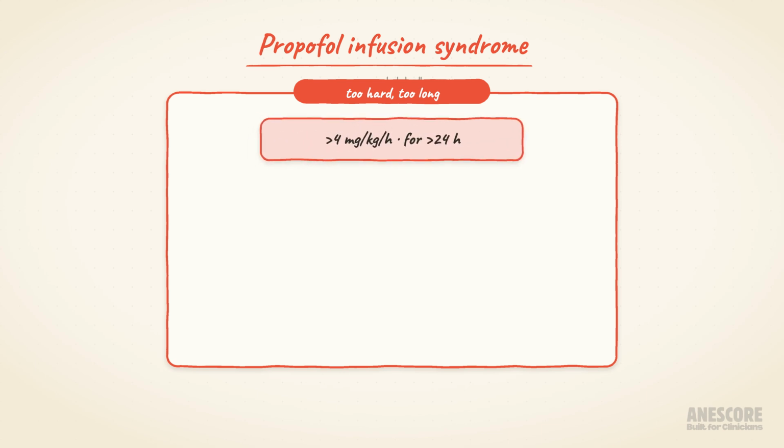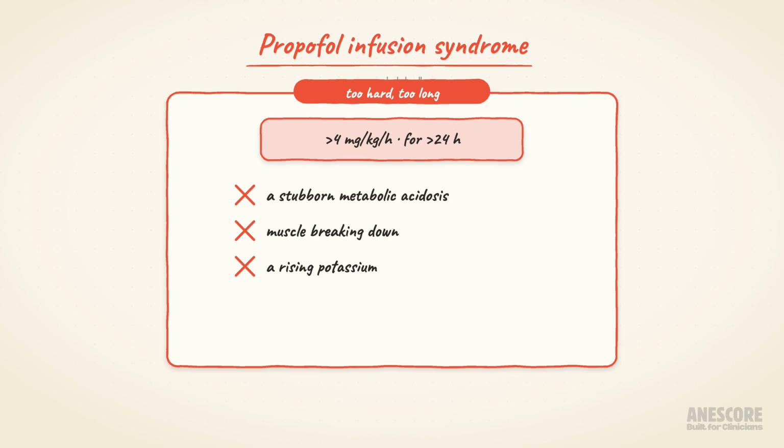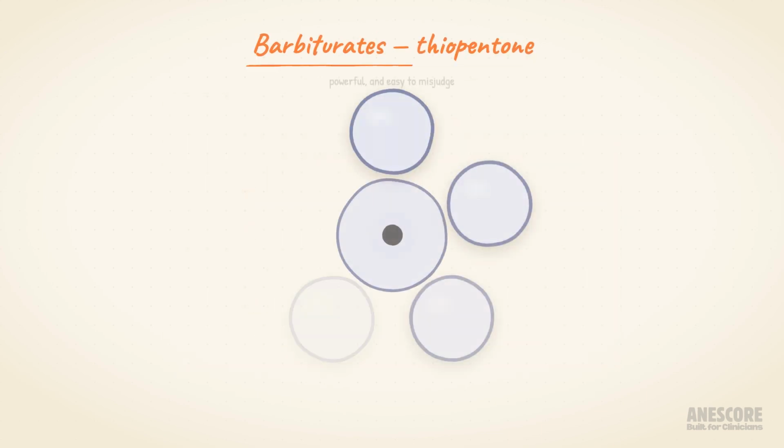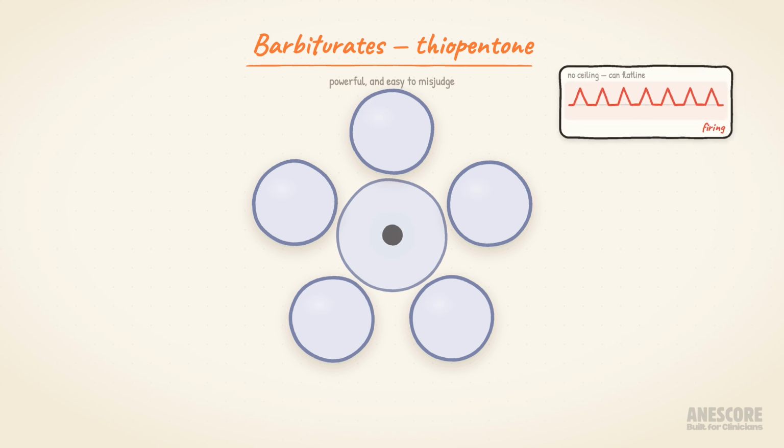Push it hard and long, think more than 4 milligrams per kilo per hour for over a day, and cellular energy production can fail. The signs are a stubborn metabolic acidosis, muscle breaking down, a rising potassium, and a heart that starts to fail. The lesson is simple: cap the dose, watch for it, and if you see it, stop the propofol at once.